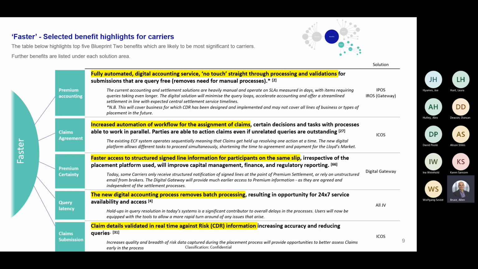But then looking at the faster elements of this, there are obviously some very tangible benefits around the new digital accounting and premium settlement process, and that's really around getting your premium income faster. At the moment, we could end up binding a contract and it could take several days, or in some cases, several weeks, once any queries or errors are resolved, before that payment process is able to be completed and you end up with that premium income.